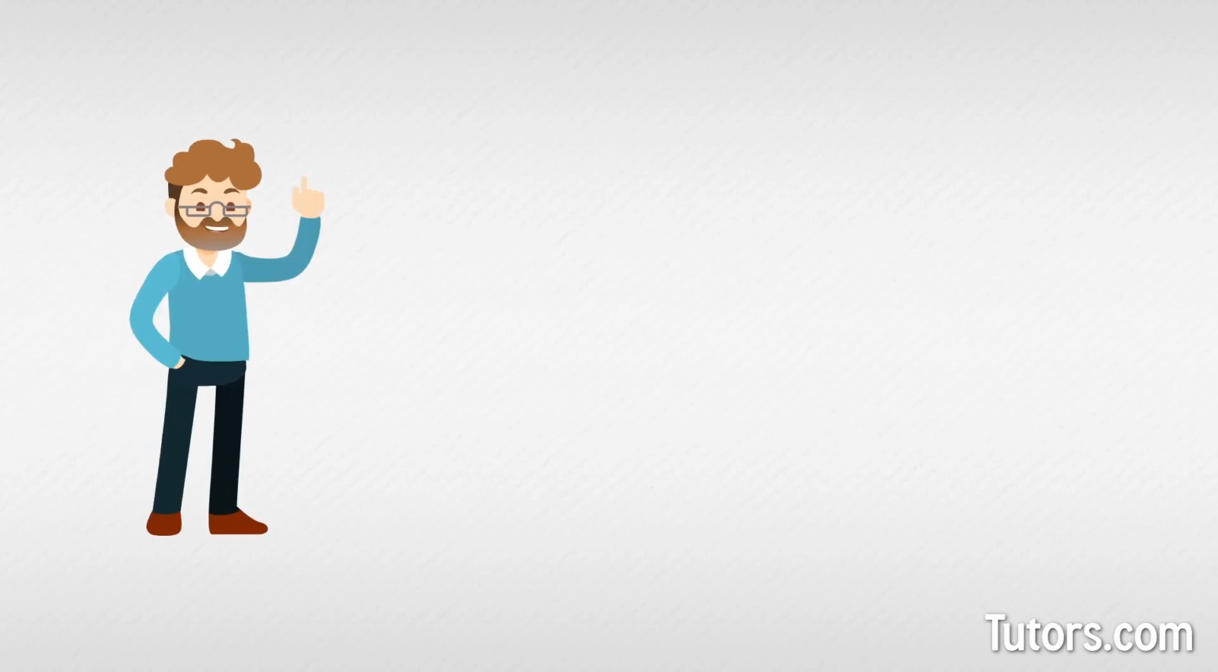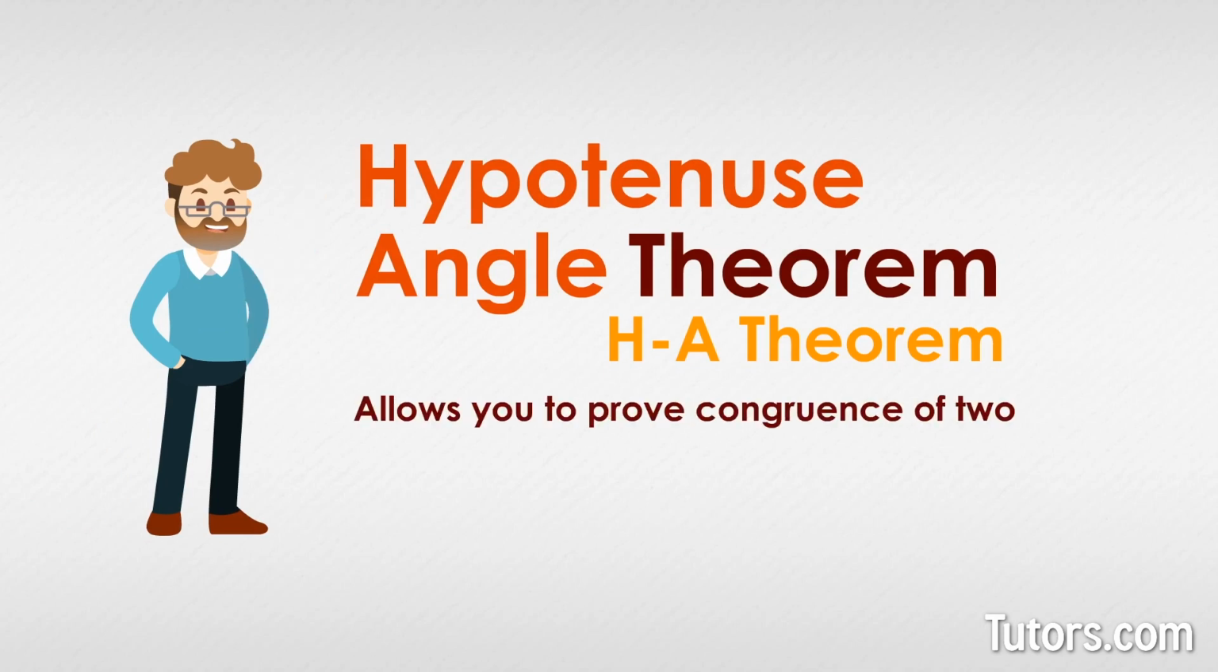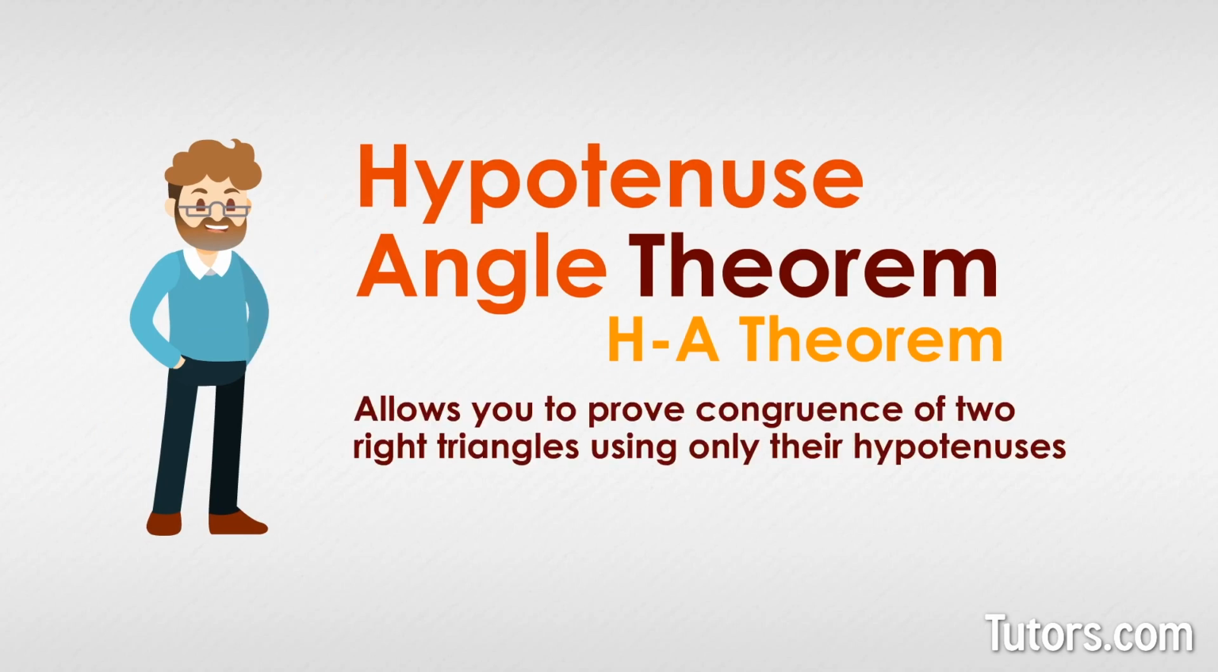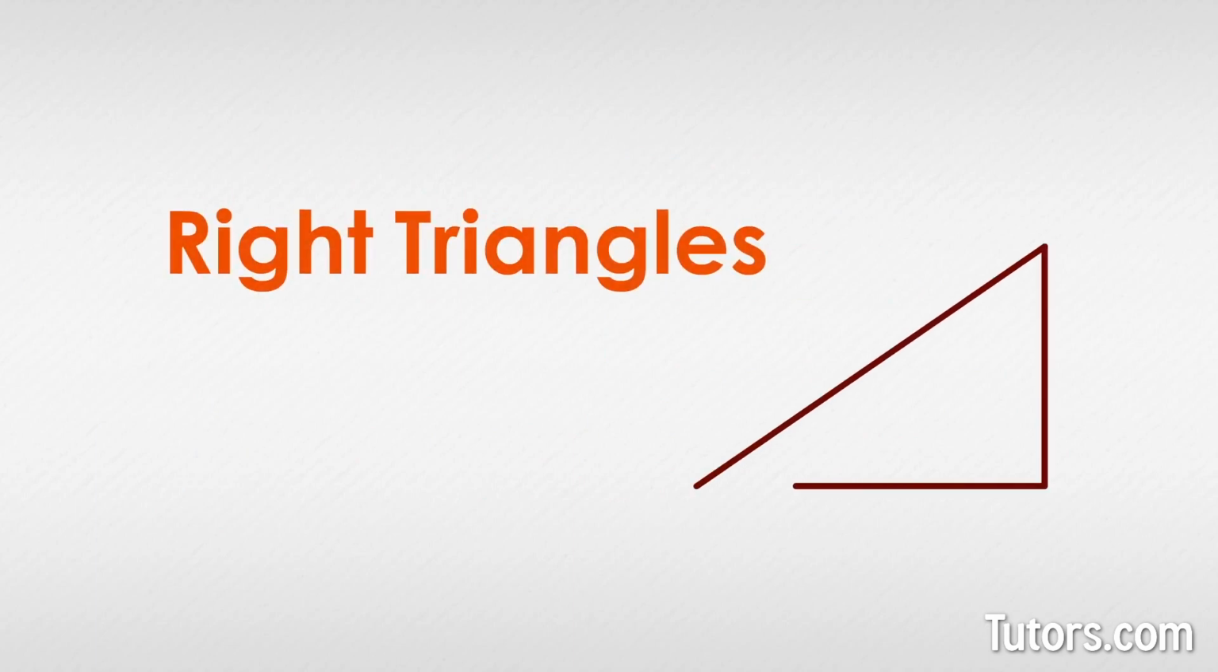This lesson is all about the Hypotenuse Angle Theorem, or HA Theorem, which allows you to prove congruence of two right triangles using only their hypotenuses and acute angles. Before we start, let's make sure we have a firm understanding of right triangles.